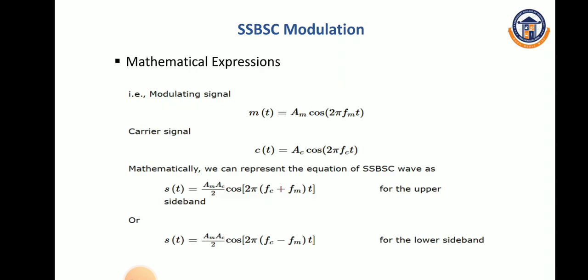So this is the mathematical expression of single sideband suppressed carrier modulation. You know that the modulating signal m(t) = Am cos 2πfmt, and the carrier signal c(t) = Ac cos 2πfct. Mathematically we can represent the equation of the SSB wave as s(t) = (Am Ac / 2) cos 2π(fc + fm)t for the upper sideband, and s(t) = (Am Ac / 2) cos 2π(fc − fm)t for the lower sideband.